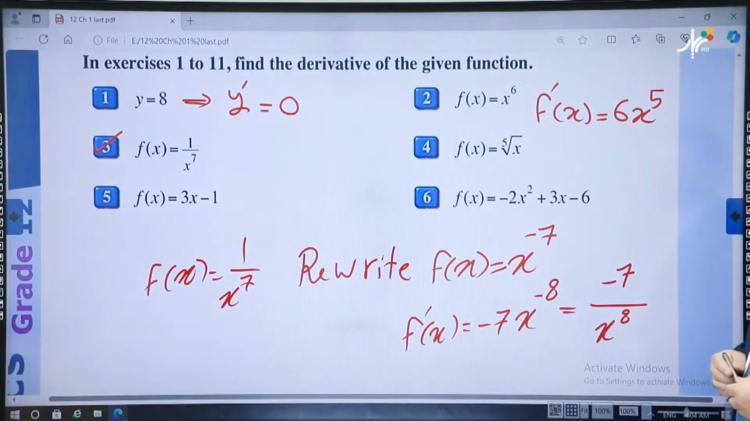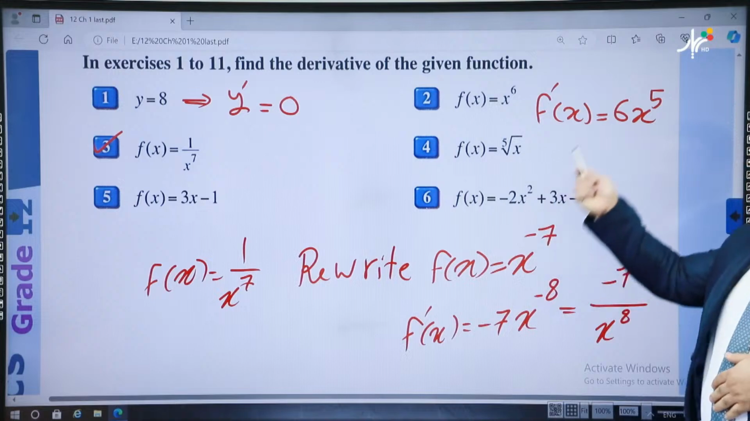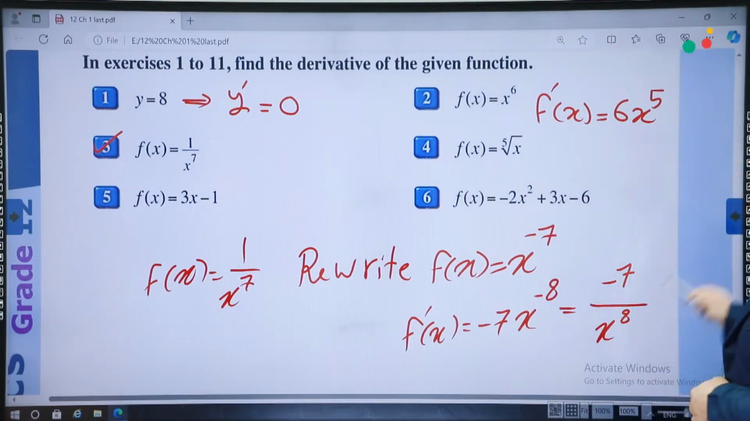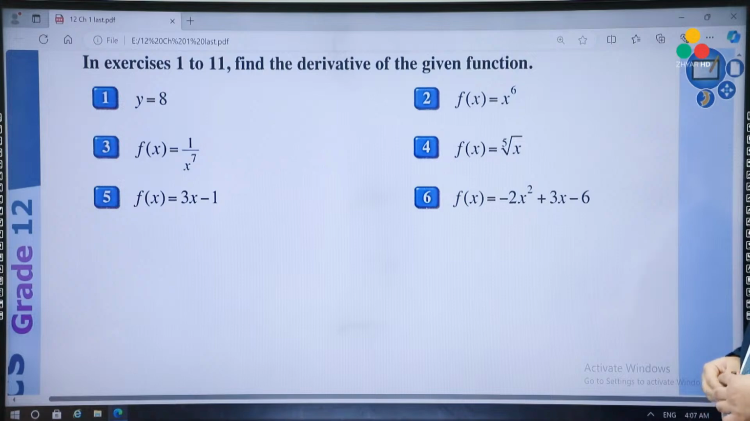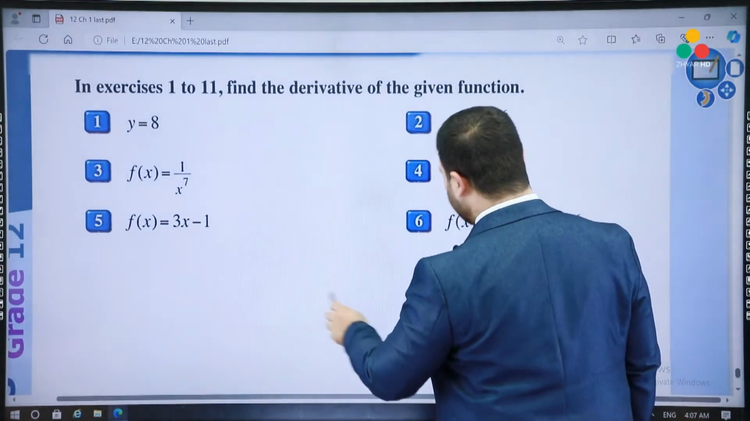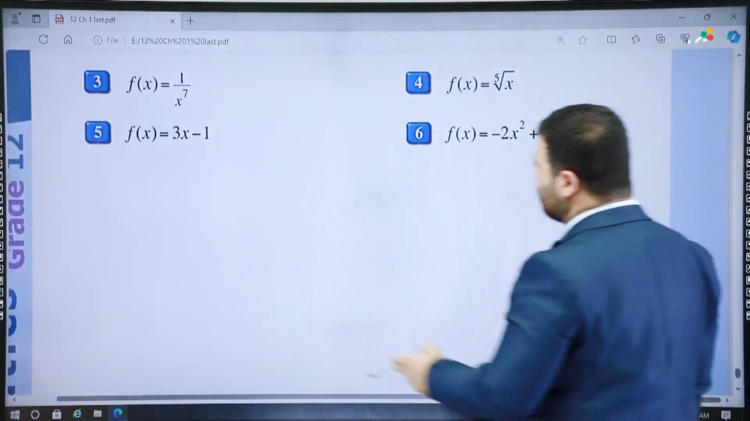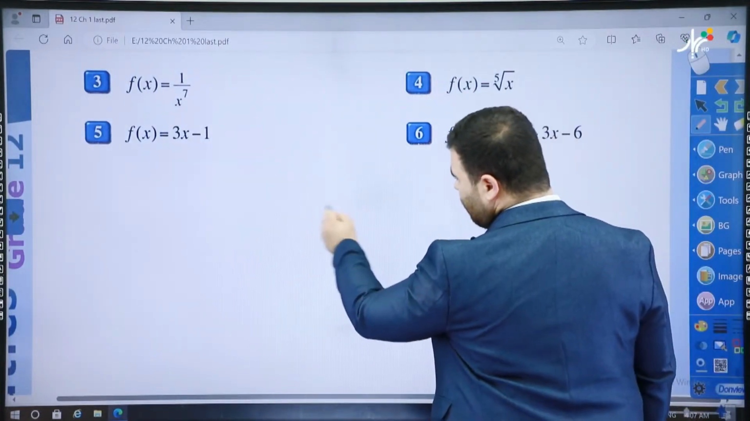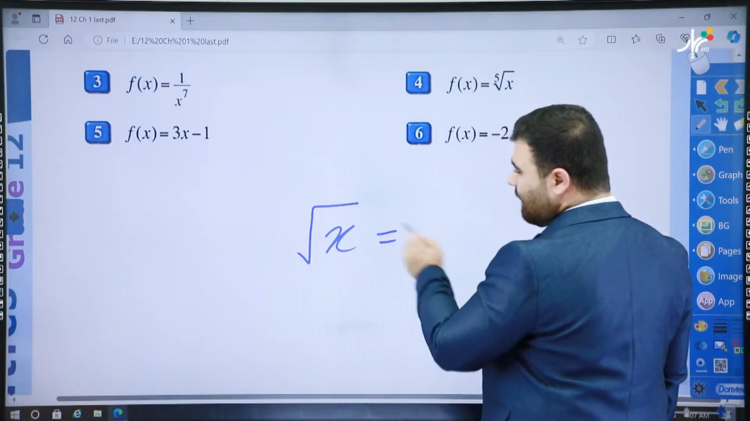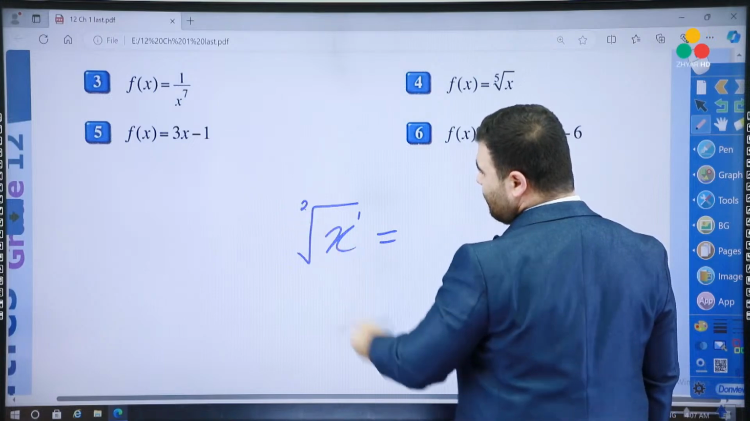Question 4. Same idea. We can rewrite every root problem as a power, then use the power rule, which is the easiest rule, to find the derivative. Always refer back to this. Square root of x. There is no power means 1. There is no index for the root means 2.